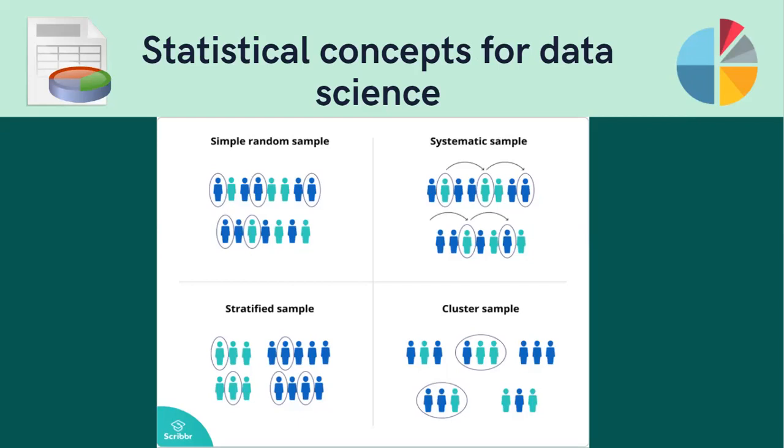So as you can see in the simple random sampling, the top left corner, simple random sampling is basically if you have a number of people, suppose you have 20 people and you're picking any person randomly. So that is simple random sampling. You pick a person and then you pick another person and then you pick another person. So that is simple random sampling.